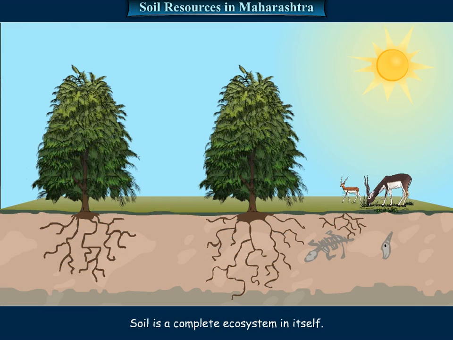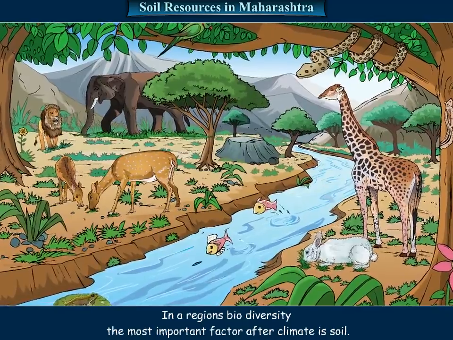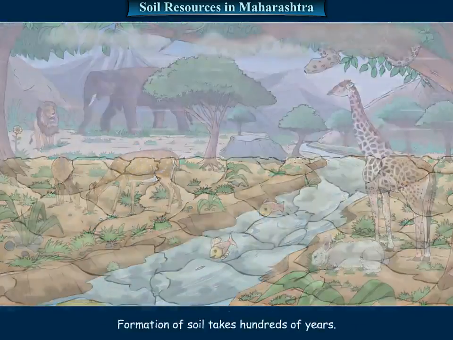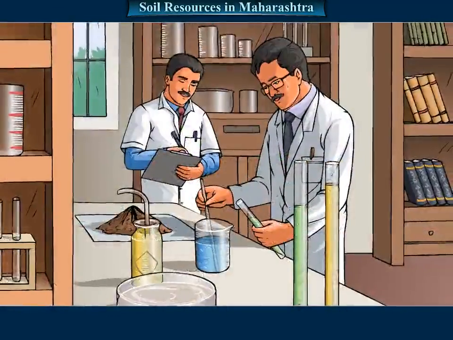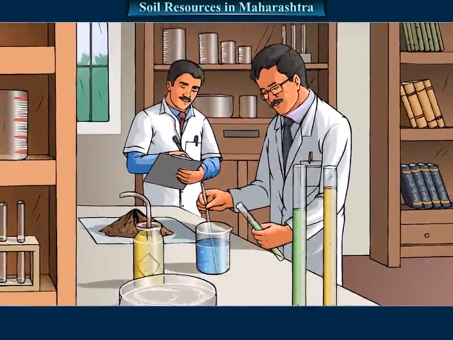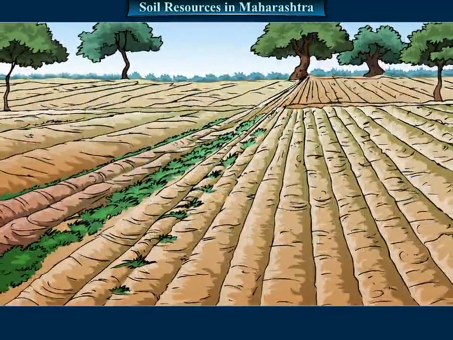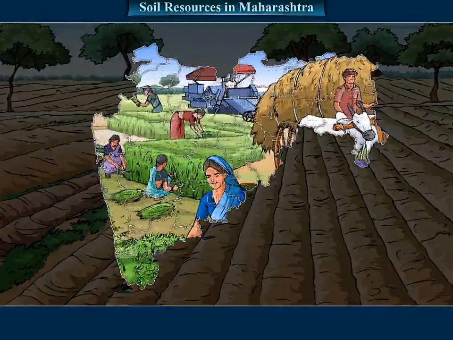Soil is a complete ecosystem in itself. In a region's biodiversity, the most important factor after climate is soil. Formation of soil takes hundreds of years. Soil cannot be made artificially in a lab. Hence, soil is a non-renewable resource. Soil is an important resource in the state.